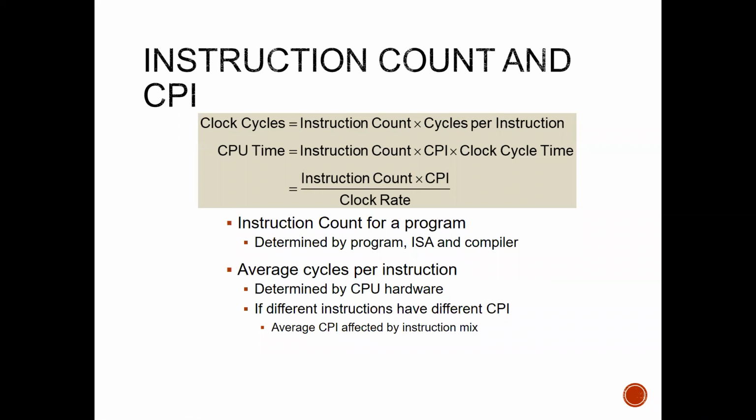Okay, instruction count and CPI. Clock cycles equal instruction count times cycles per instruction. CPU time equals instruction count times cycles per instruction times clock cycle time, which equals instruction count times cycles per instruction divided by clock rate. Instruction count for a program is determined by the program, ISA, and compiler. Average cycles per instruction is determined by CPU hardware. If different instructions have different CPI, the average CPI is affected by the instruction mix.